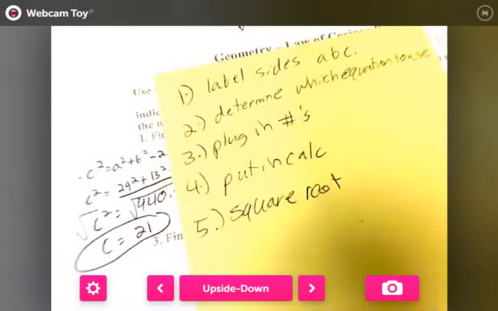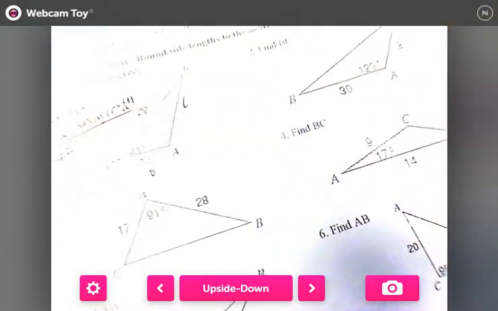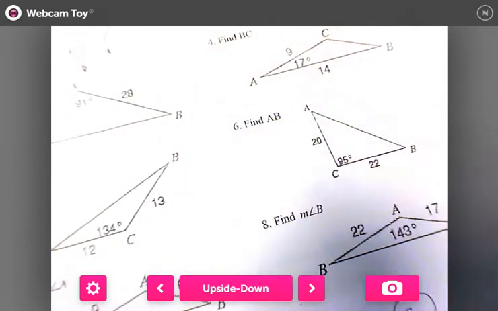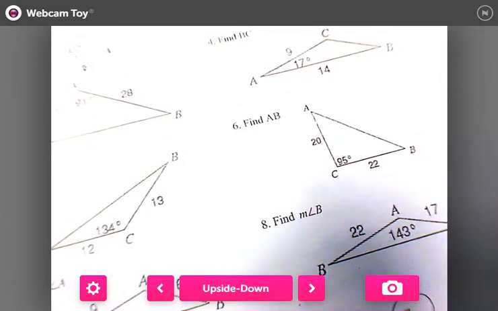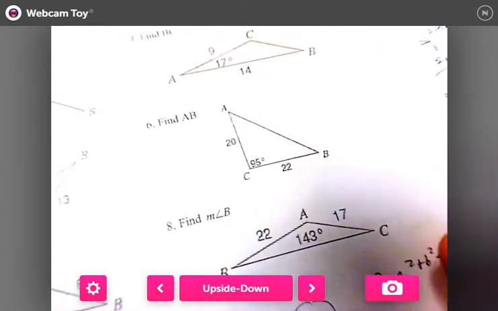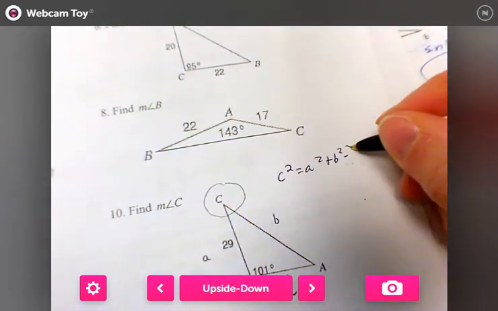Okay. All right. Number 10. We're looking for C. Okay. I'm going to label the sides. Little c, little a, little b. Okay, I need to use c because I'm looking for c. So I have determined that I'm using c squared equals a squared plus b squared minus 2.